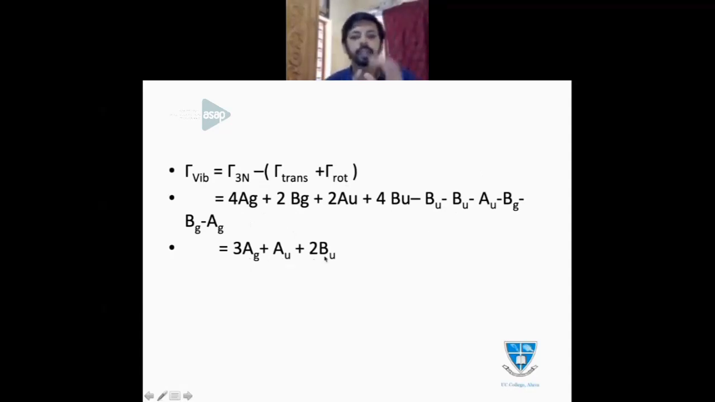Trans N2F2 has 4 atoms. That is 4 into 3, that is 12. 12 minus 6 will be 6. So we can see that out of the 6 vibrational modes, 3 are Ag, 1 is Au, and 2 are Bu.